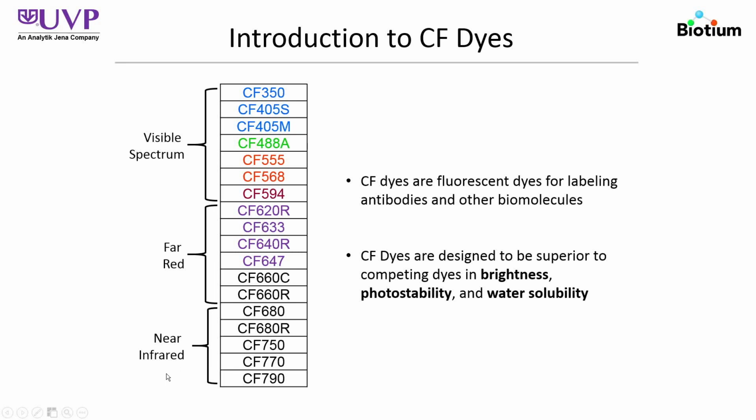These dyes are invisible to the human eye, but can be imaged with CCD cameras and other imaging setups. So today, with regard to Western blotting, I'll be focusing on the near infrared CF dyes. These dyes are named, incidentally, for their excitation wavelengths. So a CF680 would be excited by a 680 nanometer excitation source, and a CF750 by a 750 nanometer excitation source.